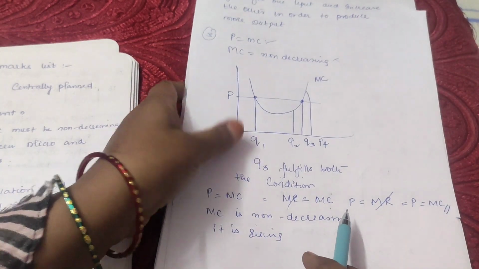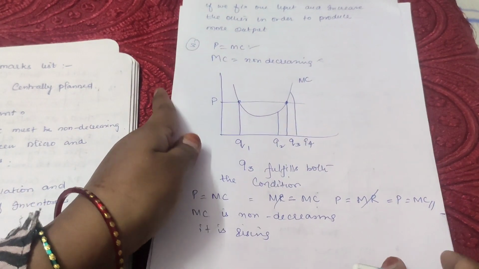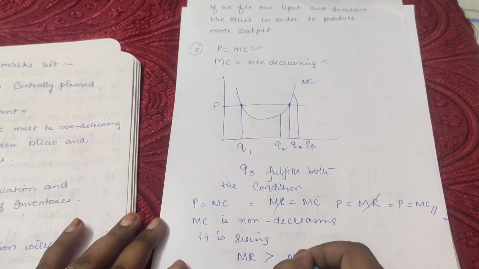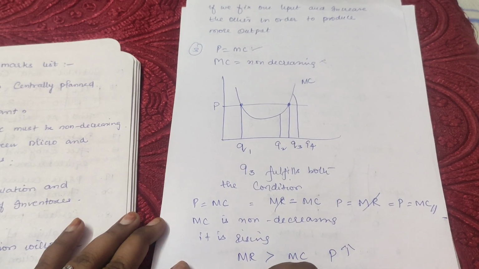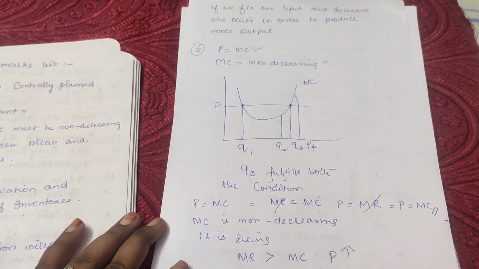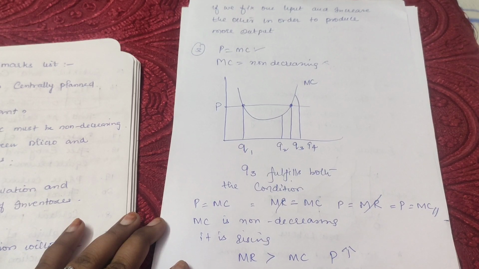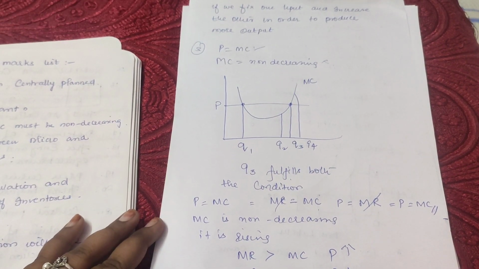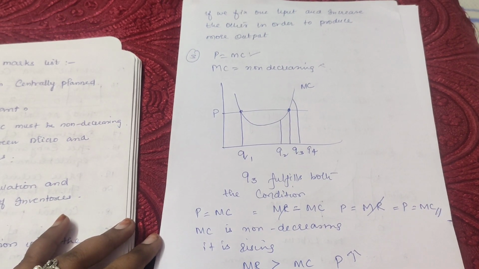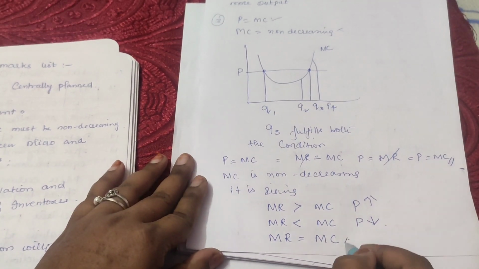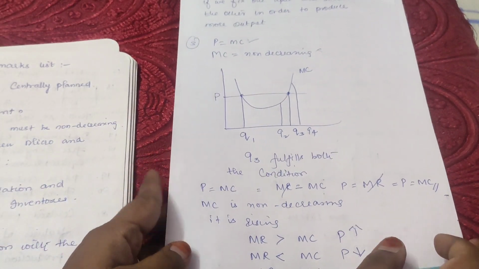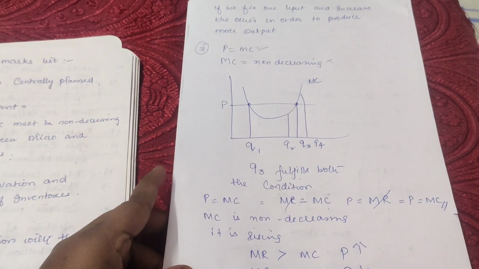Till MR is greater than MC, profit will also increase. If MR is lesser than MC, then profit will fall. That is why MR should be equal to MC at least. So profit is maximum as long as MR is equal to MC, and MC must be non-decreasing at Q0. If you write this much also, you will easily get 4 marks for this.